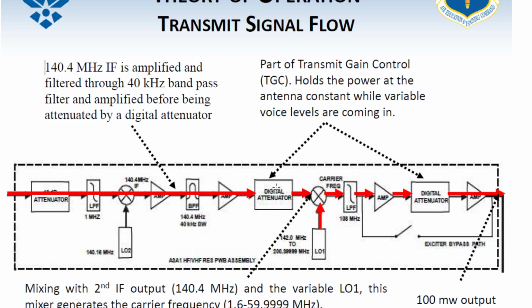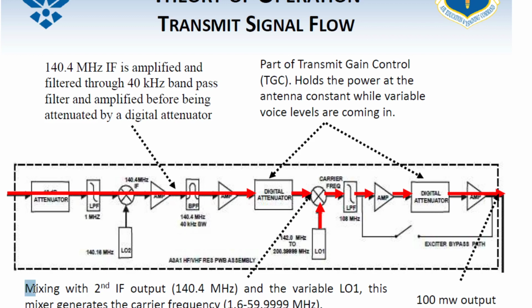All right, so from there we go to this digital attenuator thing. That is part of what's known as TGC, transmit gain control, or as I like to always make the joke, it's TGC, not THC, the stuff that's legal in Washington State. This holds the power at the antenna constant while variable voice levels are coming in. So as those voice levels, remember from the ALC, that automatic level control, come through and fluctuate and try to be held constant, this is just kind of another thing put in place to make sure they stay constant as they get through here. Make sense? Yes, sir. Cool.